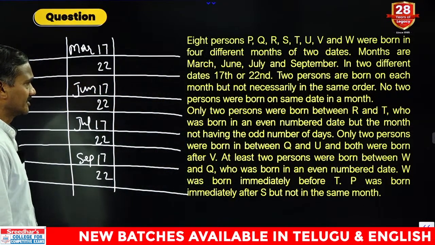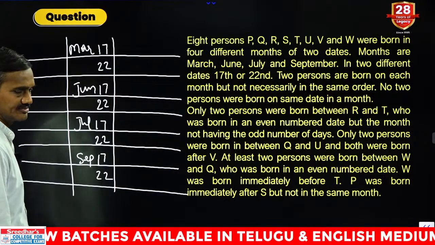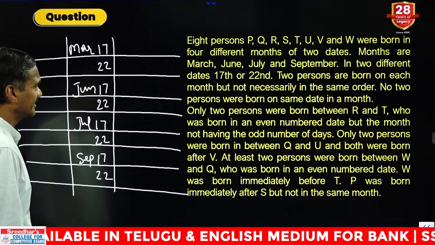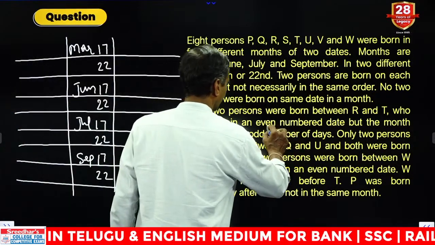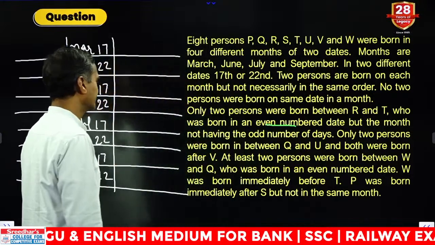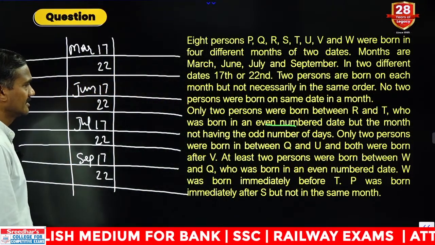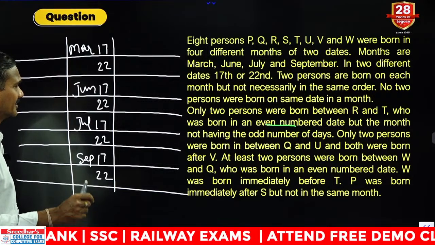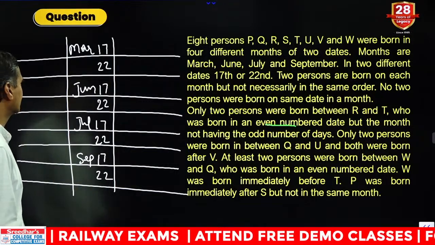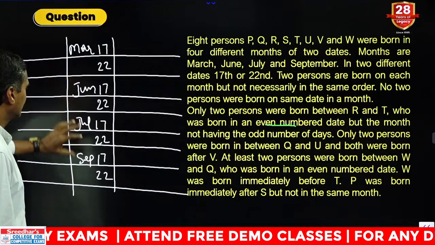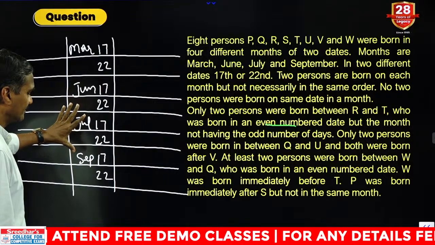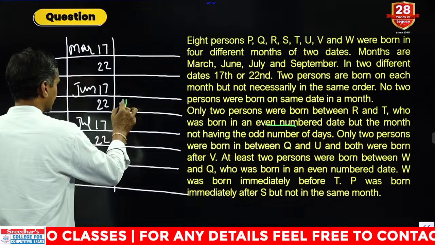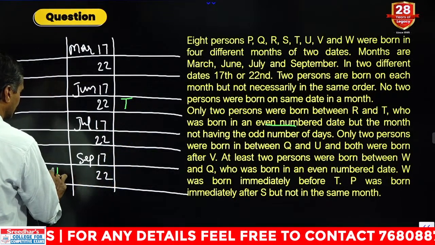No 2 persons were born on the same date in a month. Only 2 persons were born between R and T. How many are there? 2 months between R and T. T was born on an even numbered date. That means T must be 22nd, but in a month having even numbered days. March is ruled out and September. Hence for this T, how many possibilities? 2 possibilities. Can be June 22nd or September 22nd.